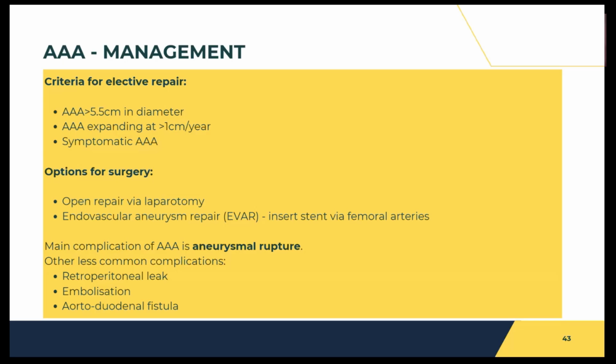So the main complication of AAA is aneurysmal rupture. But there are other complications, but less common, which involve retroperitoneal leak, embolization, and an aortoduodenal fistula.